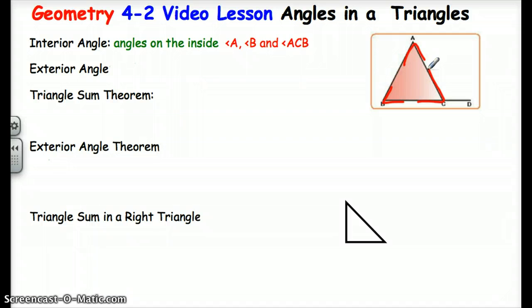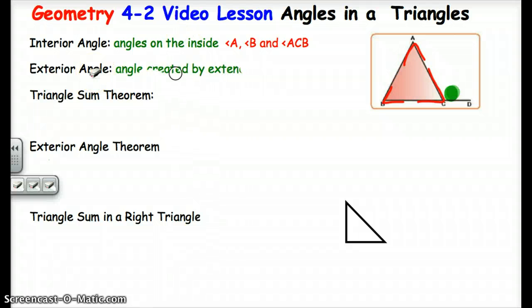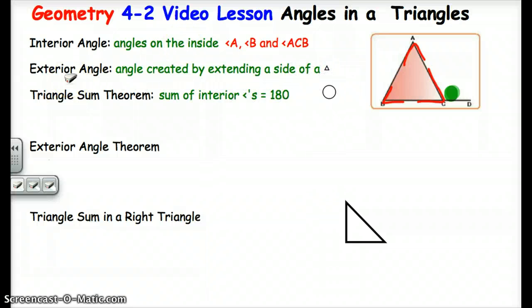And again, we need to have angle ACB named by 3 letters because I have that interior angle and I have the one that's on the extended side, which is called an exterior angle. So our exterior angle is created by extending a side of a triangle, and I'll call that exterior angle, angle ACD.